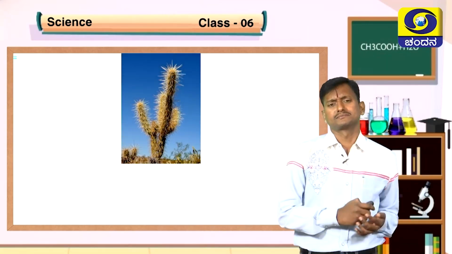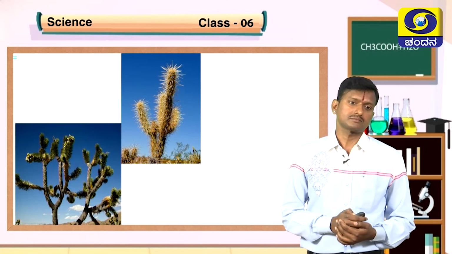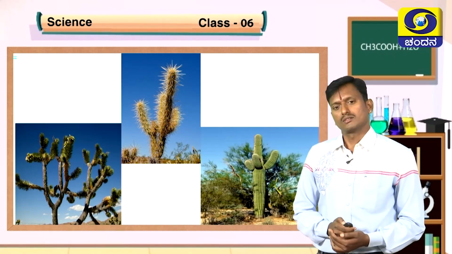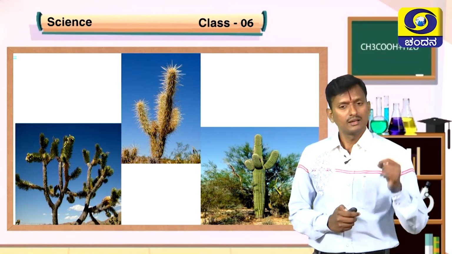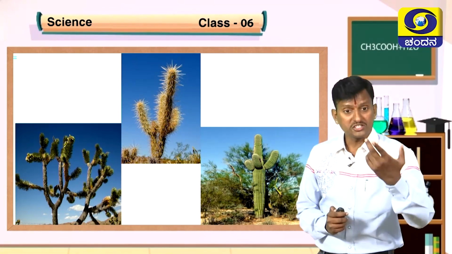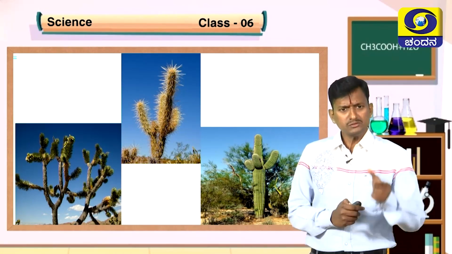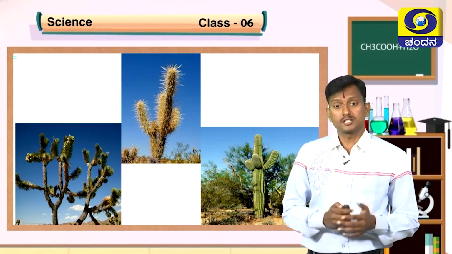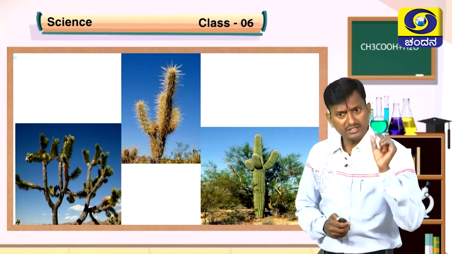What about plants? Deserts have different varieties of plants. How do they adapt to these desert conditions? Carefully look at the structure, the stem of a plant. It's full of thorns. The stem is green. The leaves are very thick.